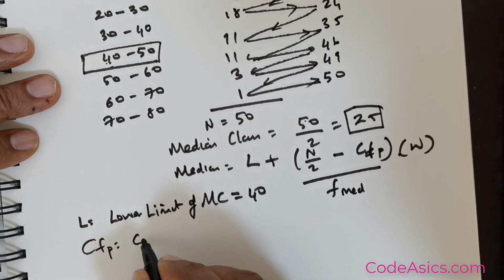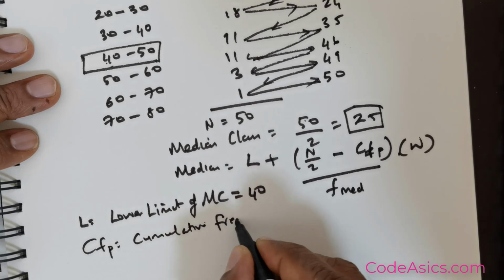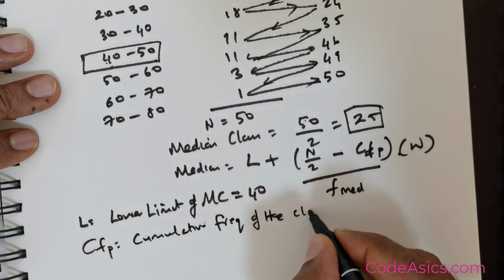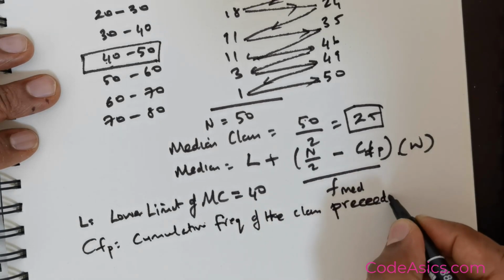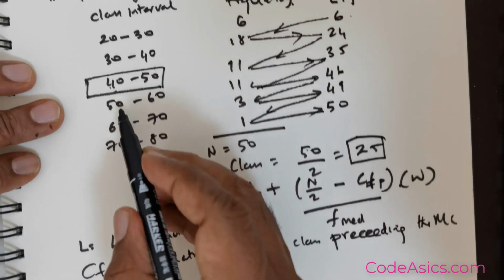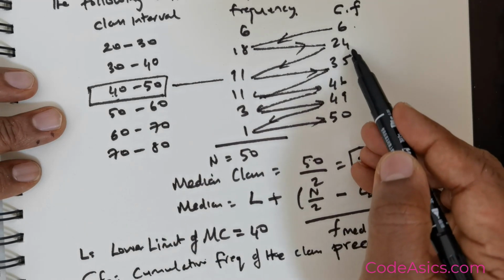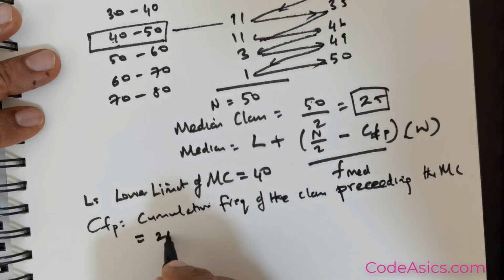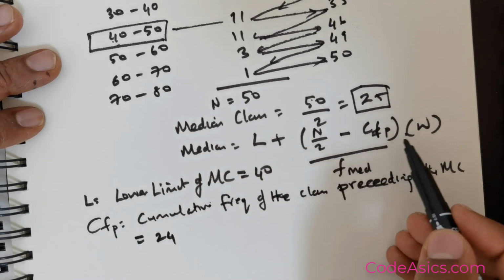CFP is the cumulative frequency of the class preceding, that's a very important word, preceding the median class. So which is the median class here? This is the median class. And what is the cumulative frequency preceding the median class? 24. So this is going to be 24. Place that. We've got L, we've got N, we've got CFP.